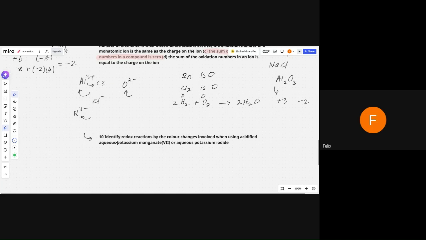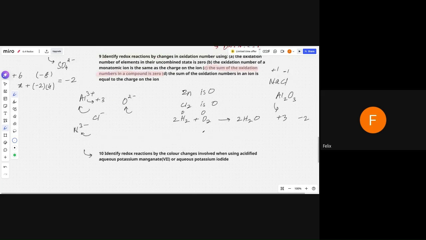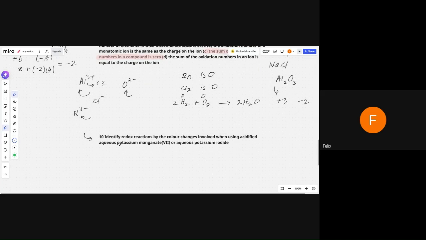Identify redox reactions by the color changes involved when using acidified aqueous potassium manganate. Okay, so aqueous potassium manganate(VII). The oxidation number of manganese is +7 here, so Mn is in the state of 7 plus. In its 7 plus oxidation state, manganese has a purple color.